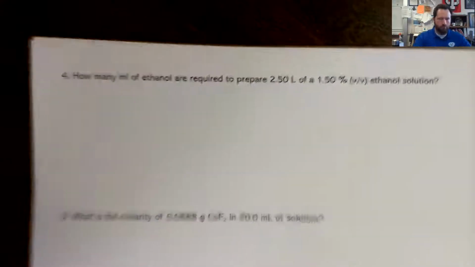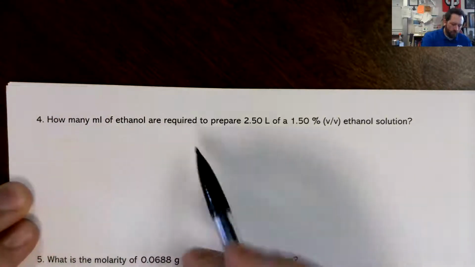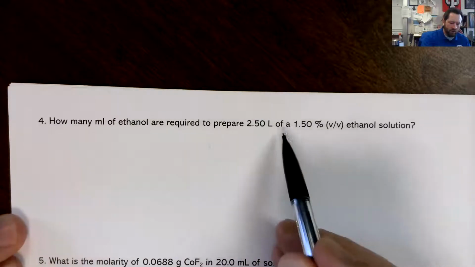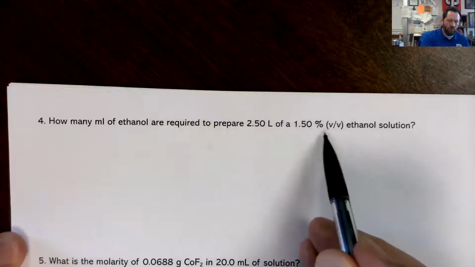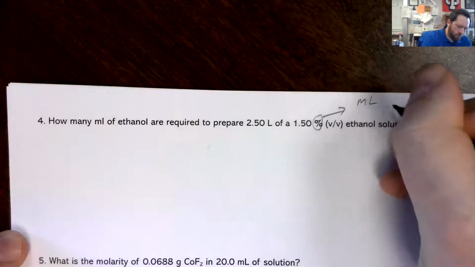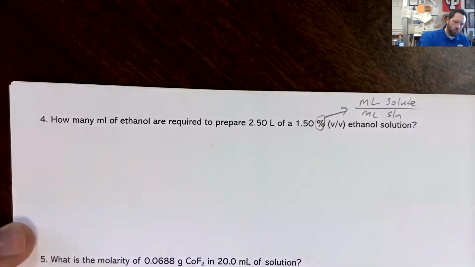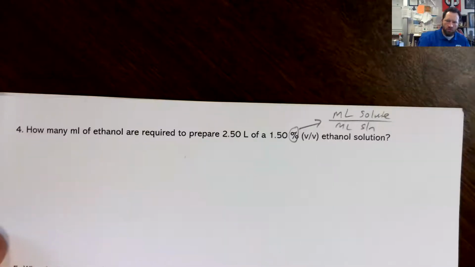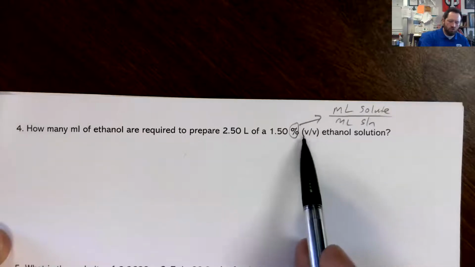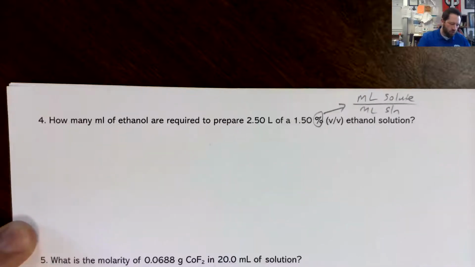Moving right along. Number 4 here. How many milliliters of ethanol are required to prepare 2.5 liters of a 1.50% volume to volume ethanol solution? Well, again, right away, I want to make that this time milliliters of solute over milliliters of solution. When we're using milliliters, can't do grams over milliliters. We got to make sure we specify solute over solution.